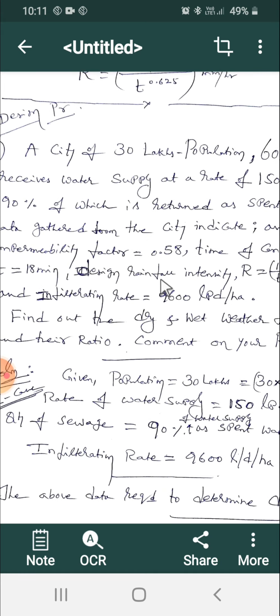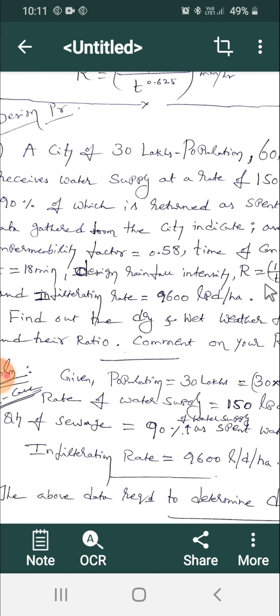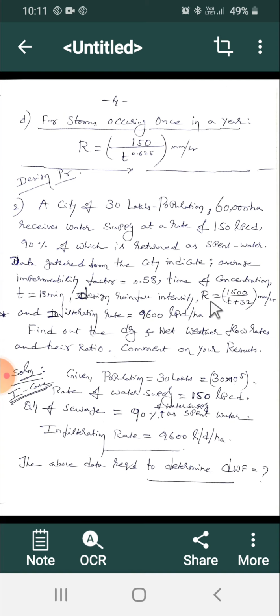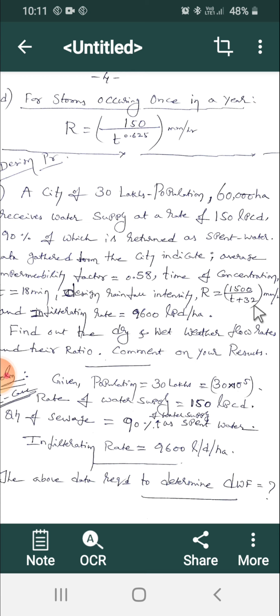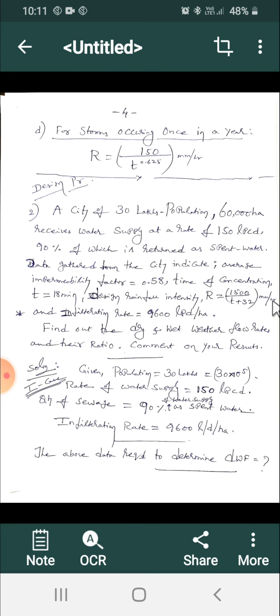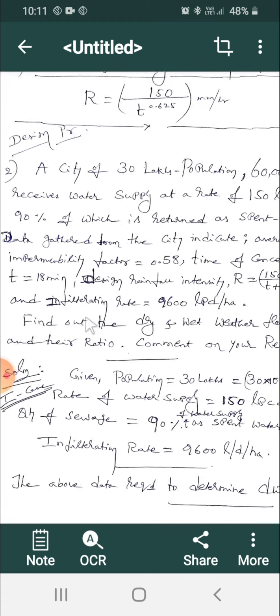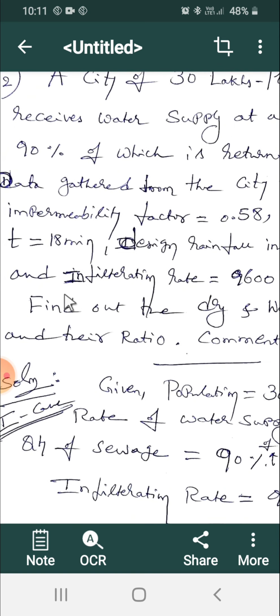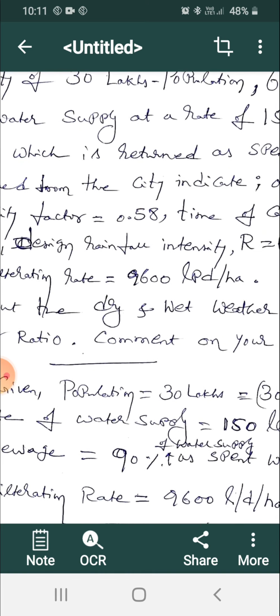Next, design rainfall intensity. Design the rainfall intensity using R is equal to 1500 divided by (T plus 32) mm per hour. See, he has given the value. Design the rainfall intensity using this formula, that is the meaning. And next, infiltration, I_N. They have given the infiltration rate as 9,600 liters per day per hectare.